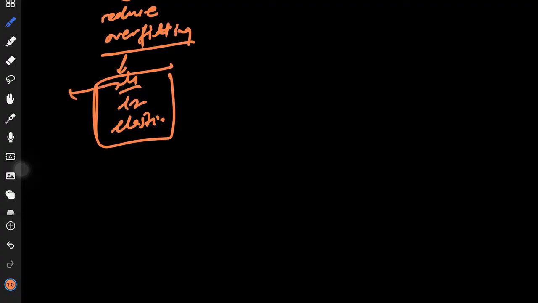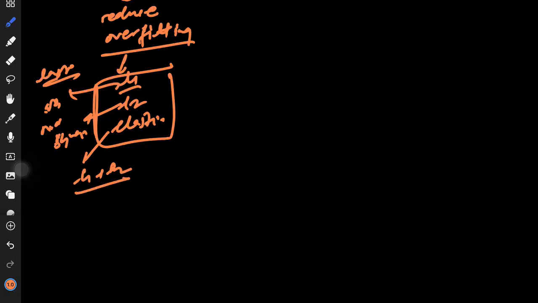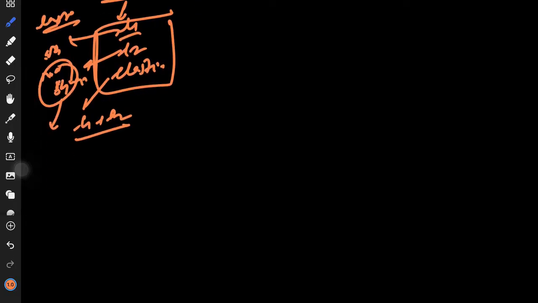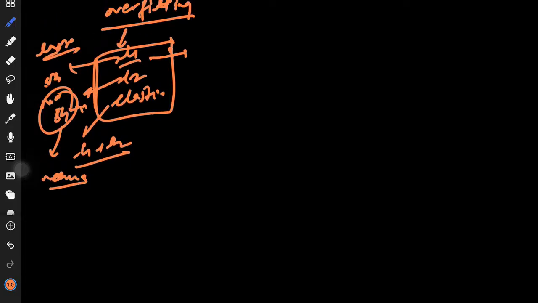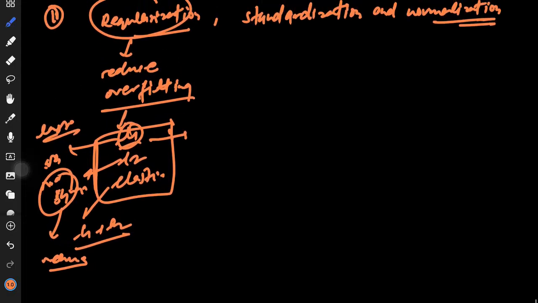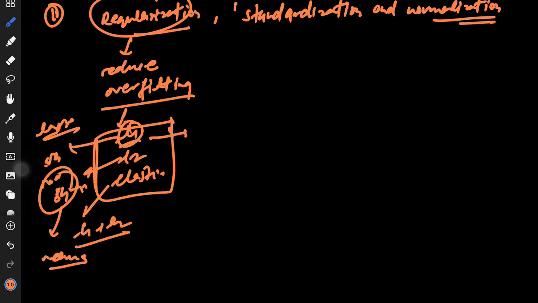So L1 is lasso, it adds absolute terms. Then L2 is ridge, it uses squares, then elastic net uses both L1 plus L2. L2 reduces model weights but they don't go to 0, but in L1 we reduce some of the features to 0. So what is standardization?